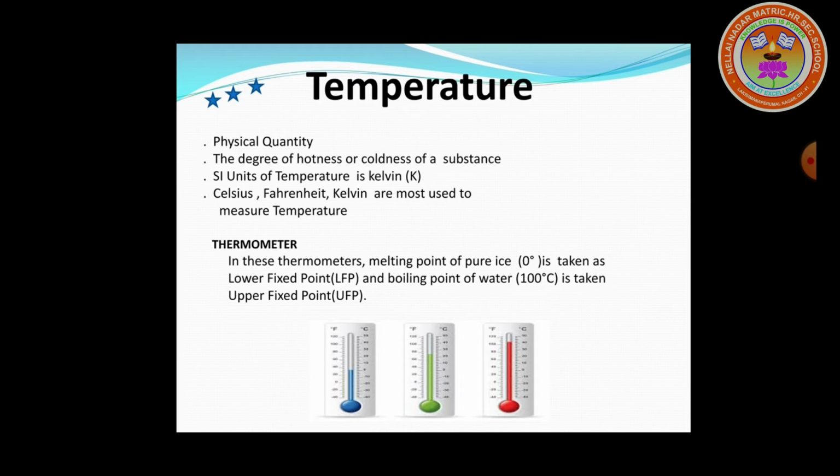And in the Kelvin scale, the upper fixed point value is 373 Kelvin, and the lower fixed point value is 273 Kelvin. So the difference between 373 and 273 gives us 100. So these are the number of divisions in the thermometer. I hope you understand.